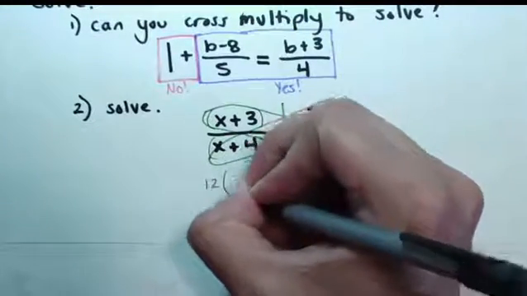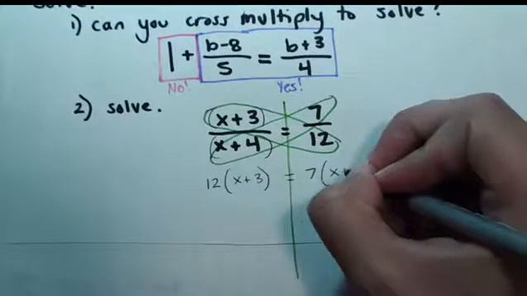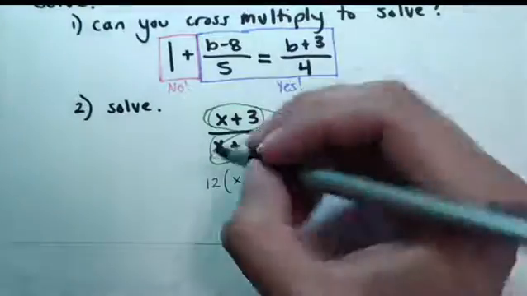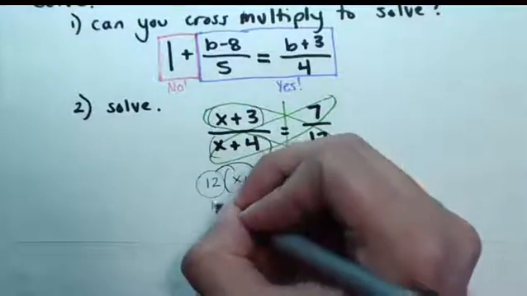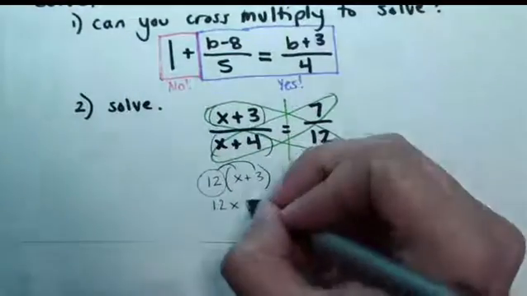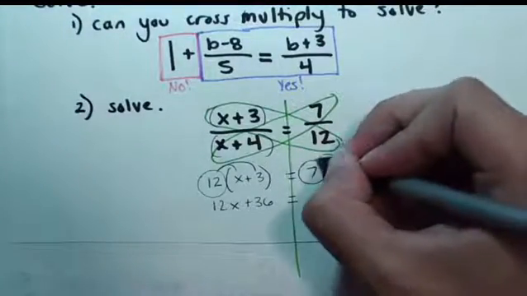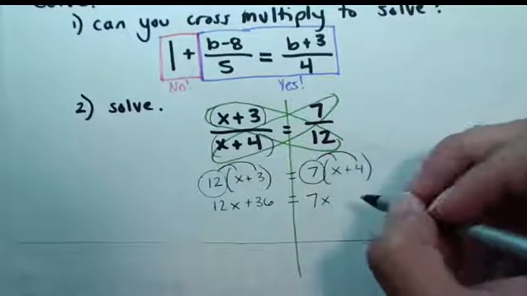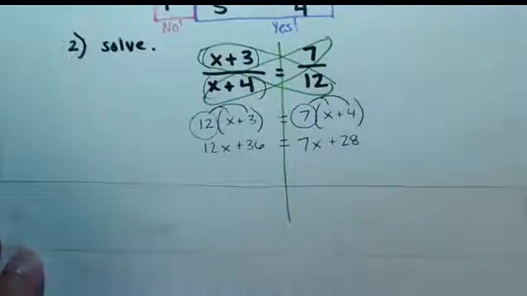So I have 12 parentheses x plus 3 on one side and then 7 parentheses x plus 4 on the other. Now to simplify this or get rid of those parentheses, I'm going to have to distribute. So I'm going to distribute that 12 on the left side to everything on the inside. So 12 times x is 12x. 12 times 3 is 36. On the right side, I'm going to distribute that 7 to the x and the 4. So 7 times x is 7x. 7 times 4 is 28. So hopefully you got to that point.